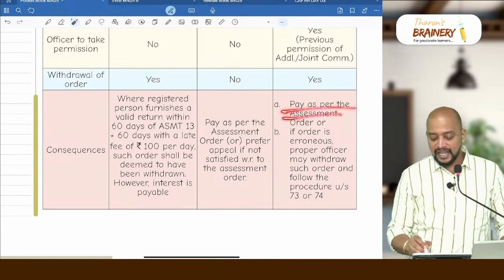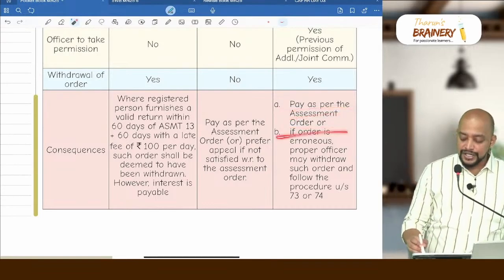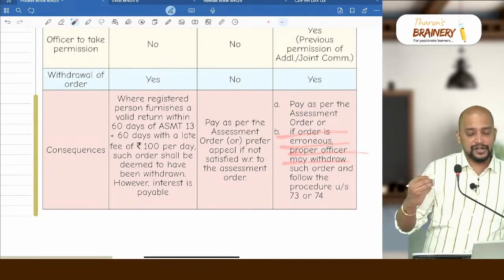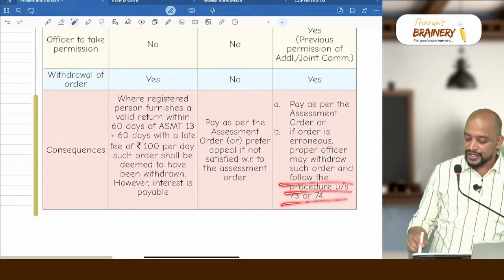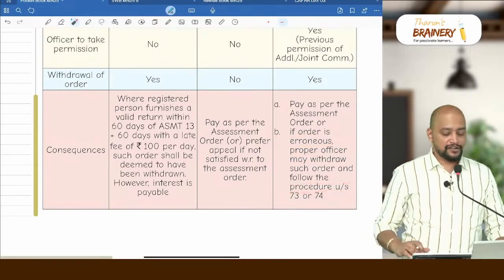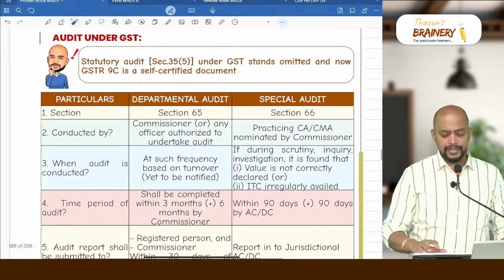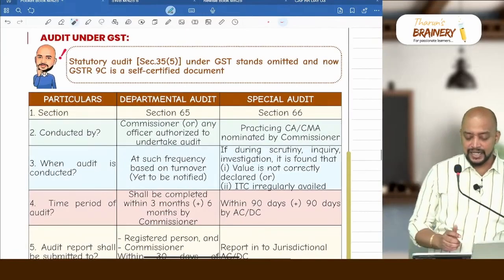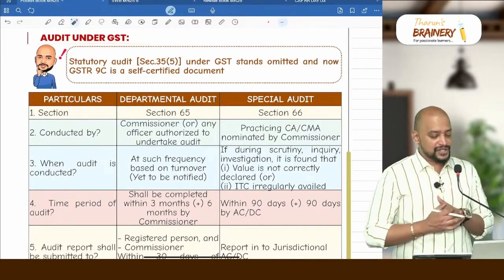So pay as per the assessment order, or if the order is erroneous, the proper officer may withdraw such order and follow the procedure laid down in 73, 74. So that is about assessment under GST. Then let us look into audit under GST.